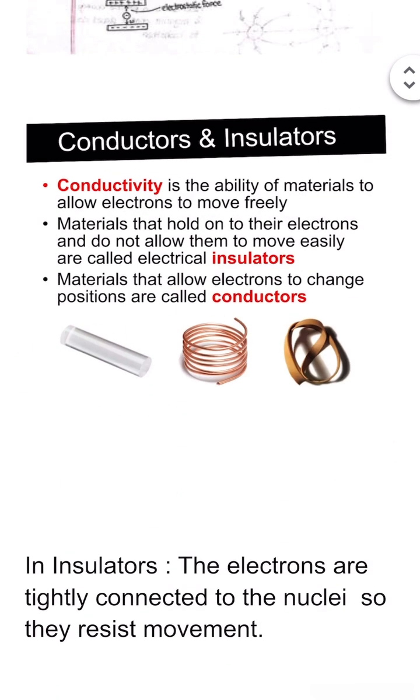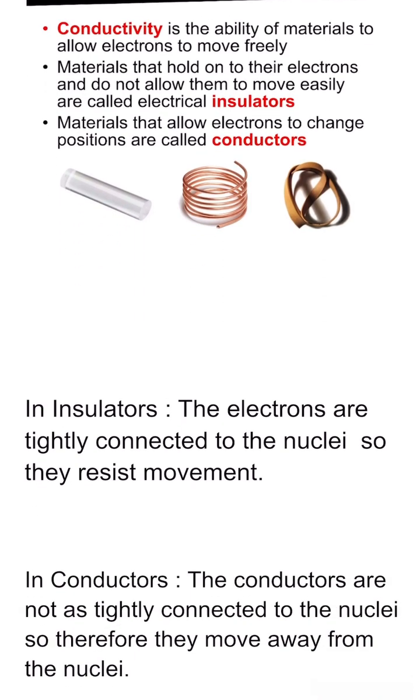Alright, next up, conductors and insulators. Conductivity is the ability of materials to allow electrons to move freely. Materials that hold on to their electrons and do not allow them to move easily are called electrical insulators. Insulators such as plastics, they do not allow electrons to move. Materials that allow electrons to change positions are called conductors.